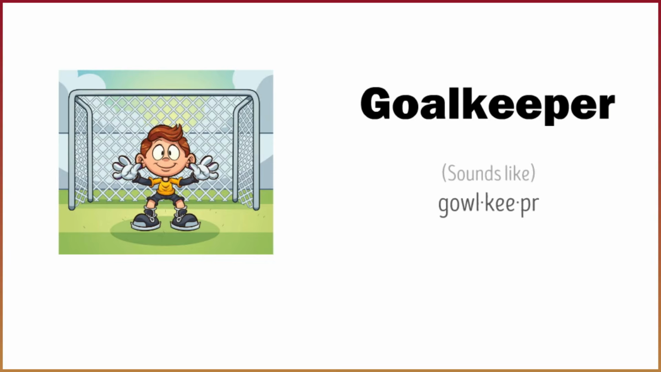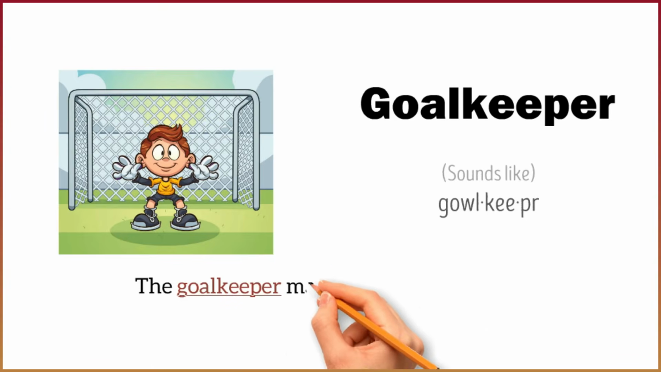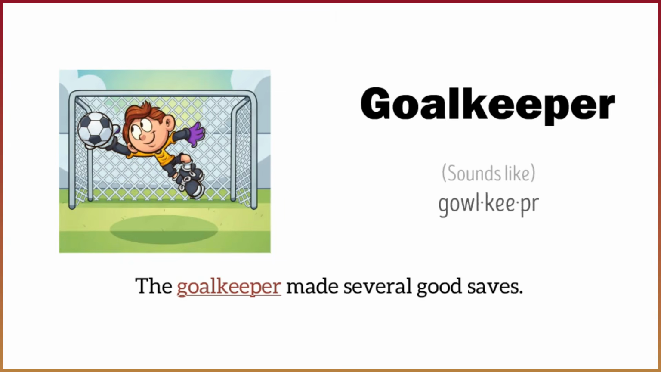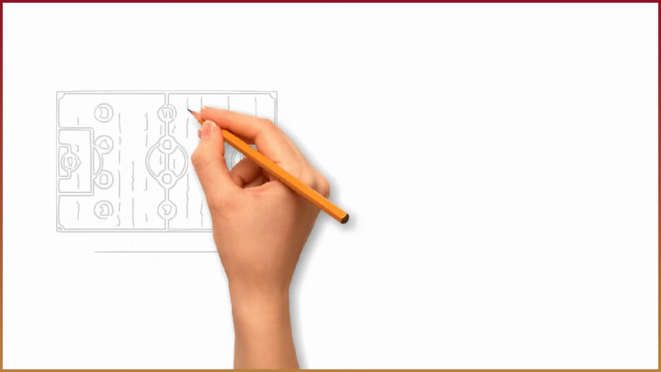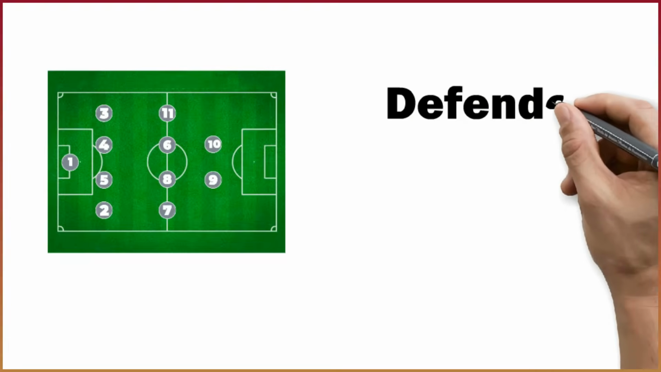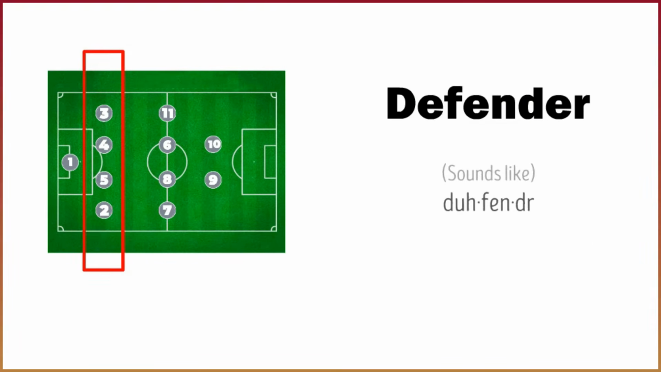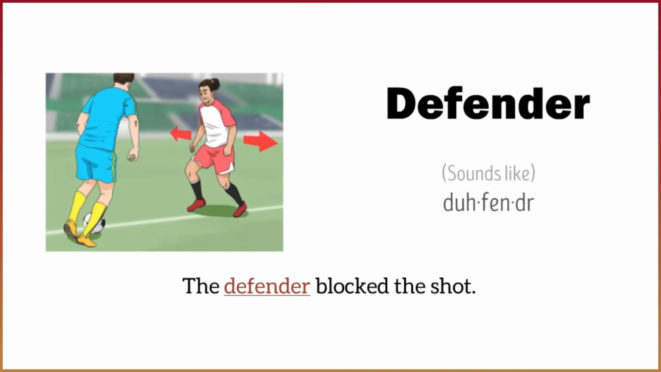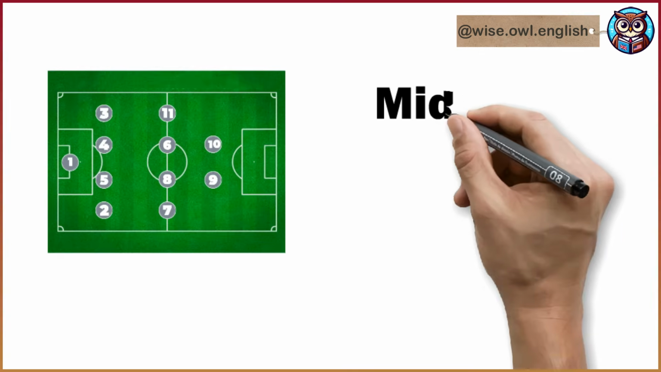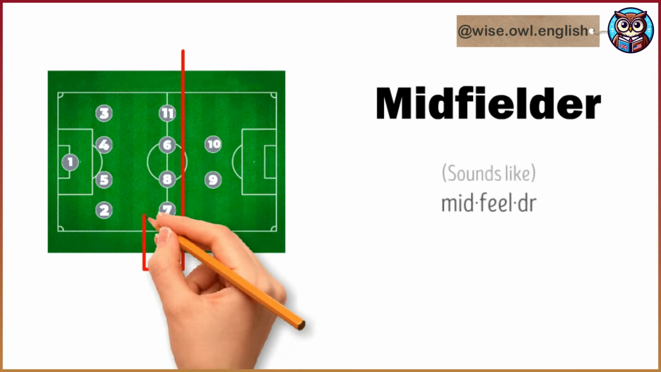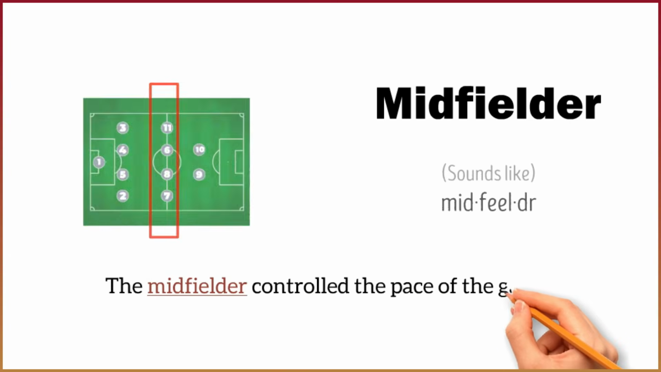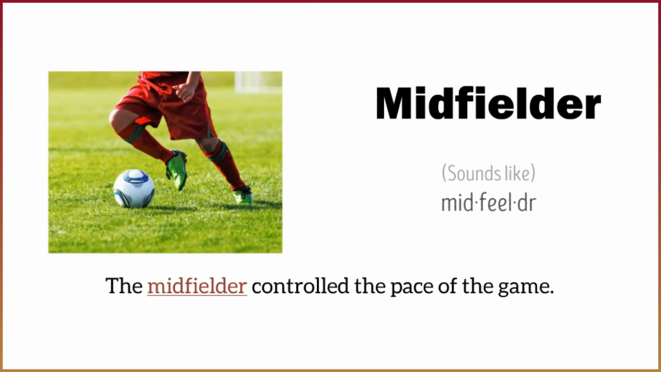Goalkeeper. The goalkeeper made several good saves. Defender. The defender blocked the shot. Midfielder. The midfielder controlled the pace of the game.